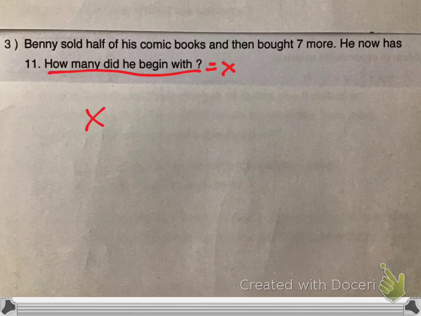So then, Benny sold half of his comic books, then bought 7 more. What's the equation? Who can tell me the equation? Let's see, Lucy. Perfect. 1/2 x plus 7 equals 11. Did anybody have a different way that they wrote the same thing, Romario? 11 minus 7. That's good, but remember, we can't have a variable exclusively on the other side.